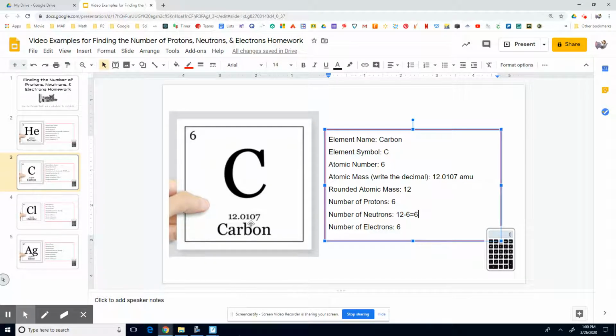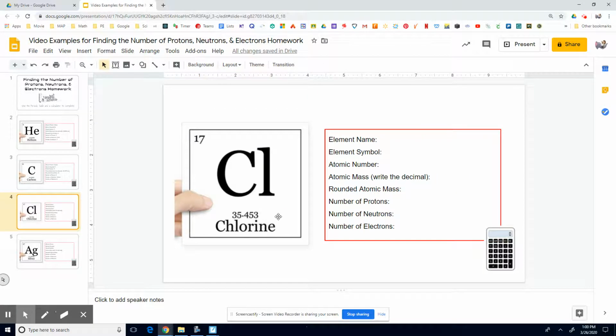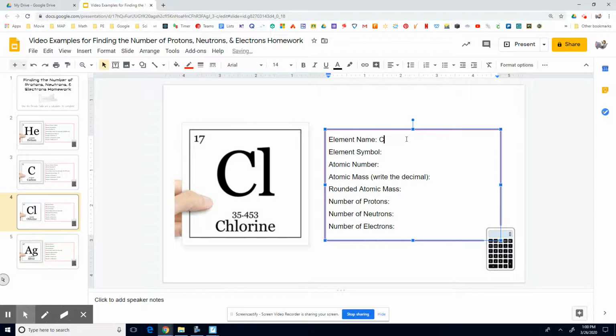6, 6, and 6. That's interesting because the last one we did was 2, 2, and 2. But please note, it is not always the same, and we'll see that on our next element. All right, here's our next element, chlorine. Let's start filling in our box. I see that its name is chlorine. I'm going to spell that right.